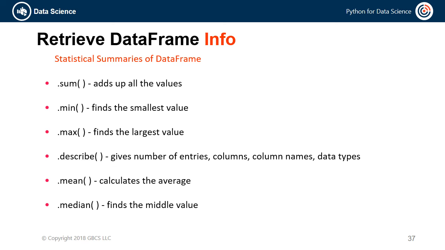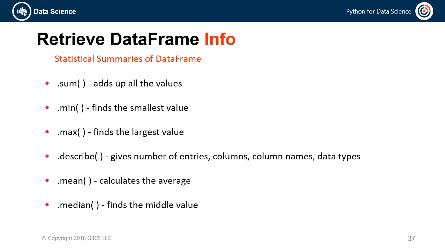If we want to dig further into our analysis of the data frame, there are functions that give us statistical summaries about our data. Sum adds up all the values in whatever column you designate, and it returns the calculated result. Min and max are helpful when finding the lowest and highest point of our data.